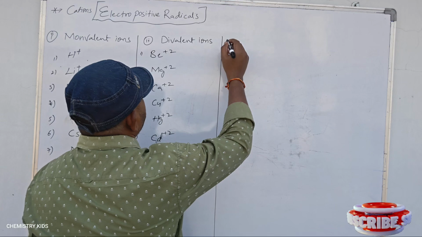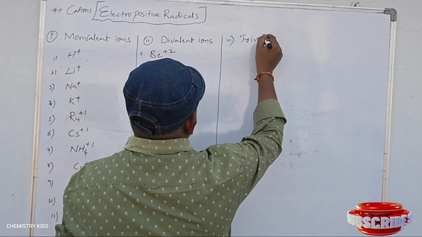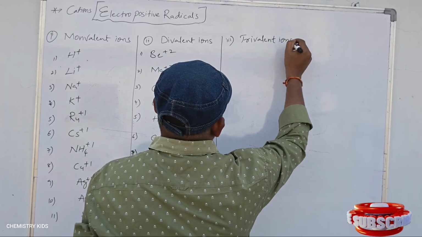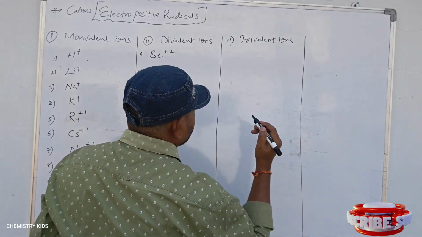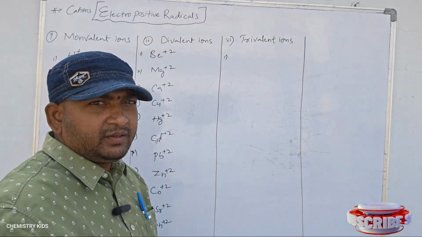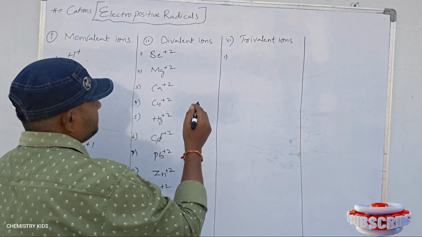And the third type is trivalent ions. Okay, what are the trivalent ions?